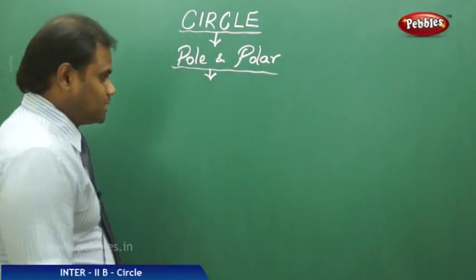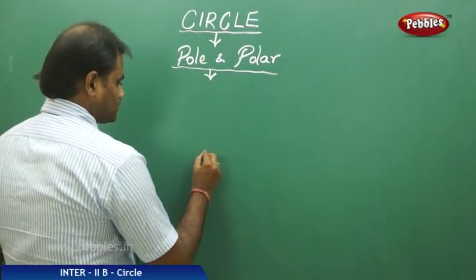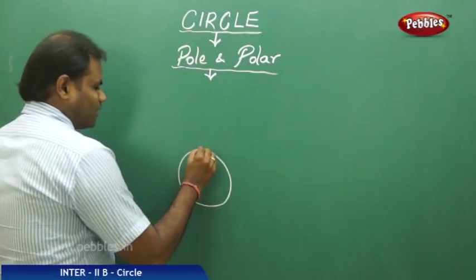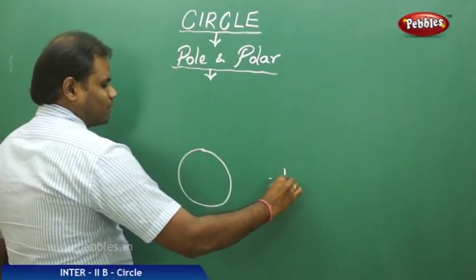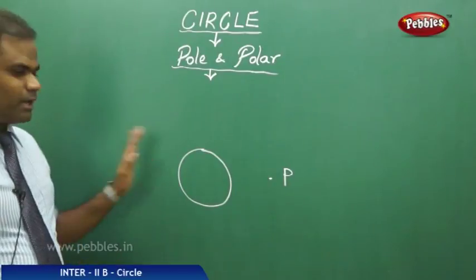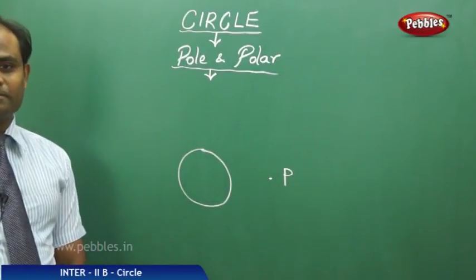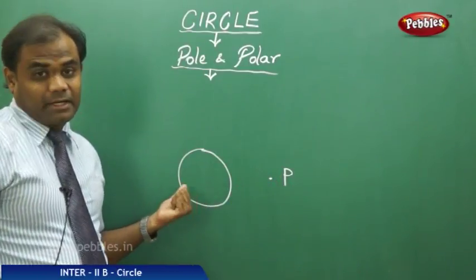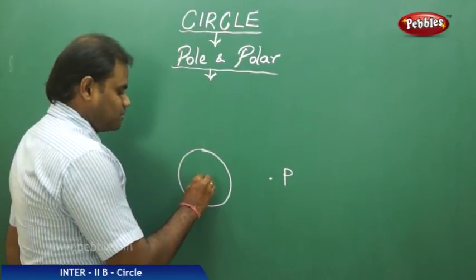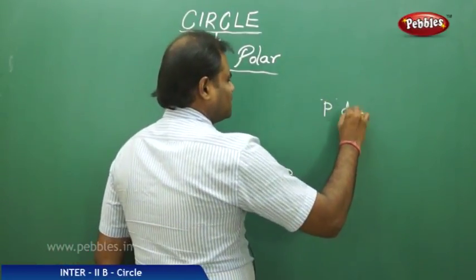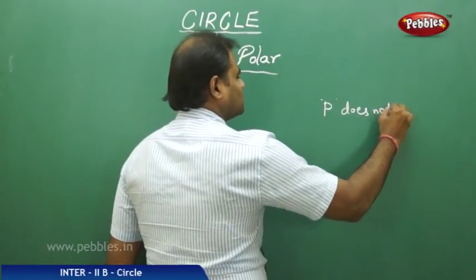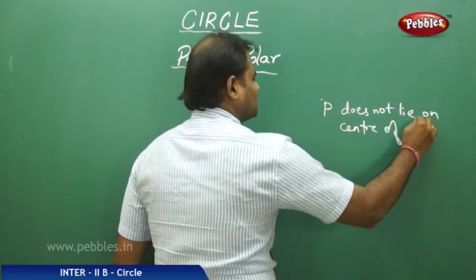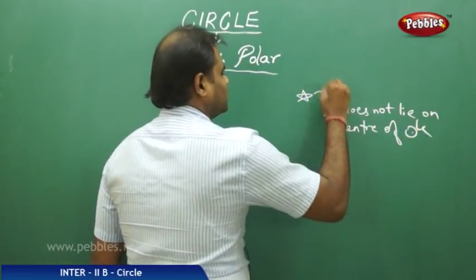So now imagine I take a circle where I take a point P somewhere in the plane. In this plane, I draw a circle and I take a point P. Now the condition is that P is a point anywhere in the plane except at the center of the circle. So with the exception that P does not lie on the center of the circle is the important note I make here.